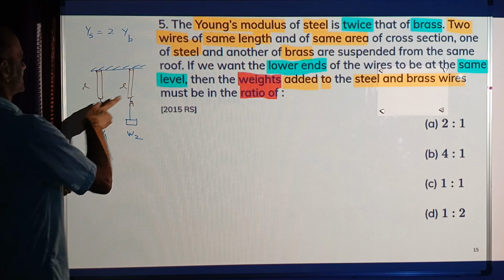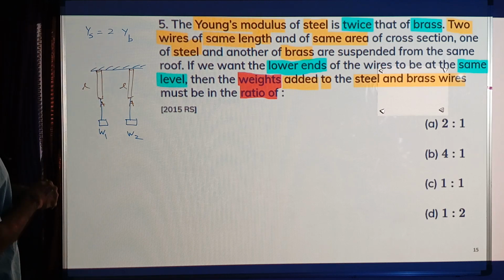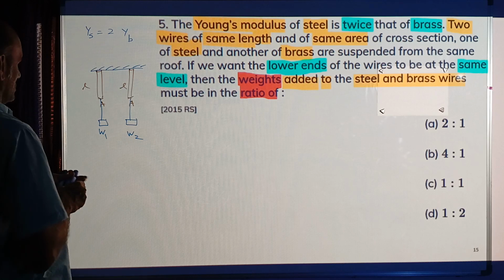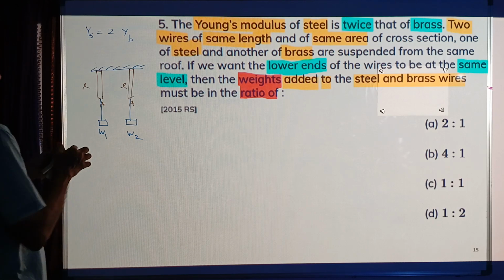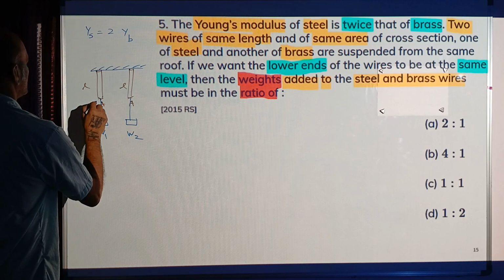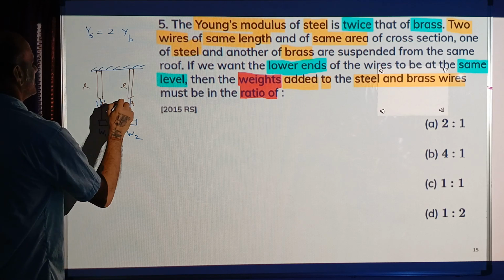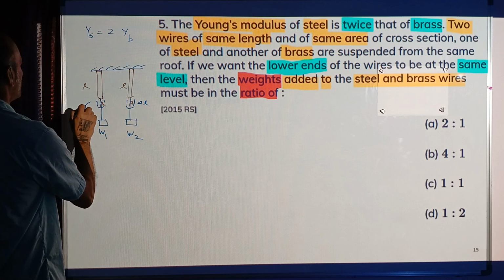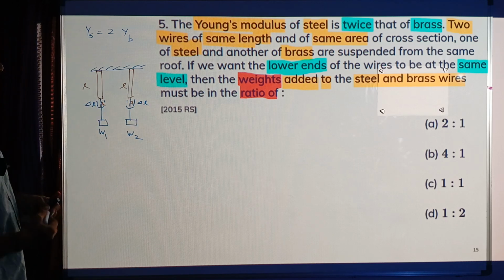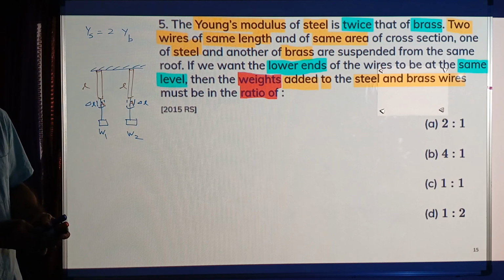If the weights are same, the extensions will be different because the two materials have different rigidity. But the weights are added such that the extension, that is increasing the length by some amount delta L, is same for both the wires. So what is the ratio of W1 by W2?